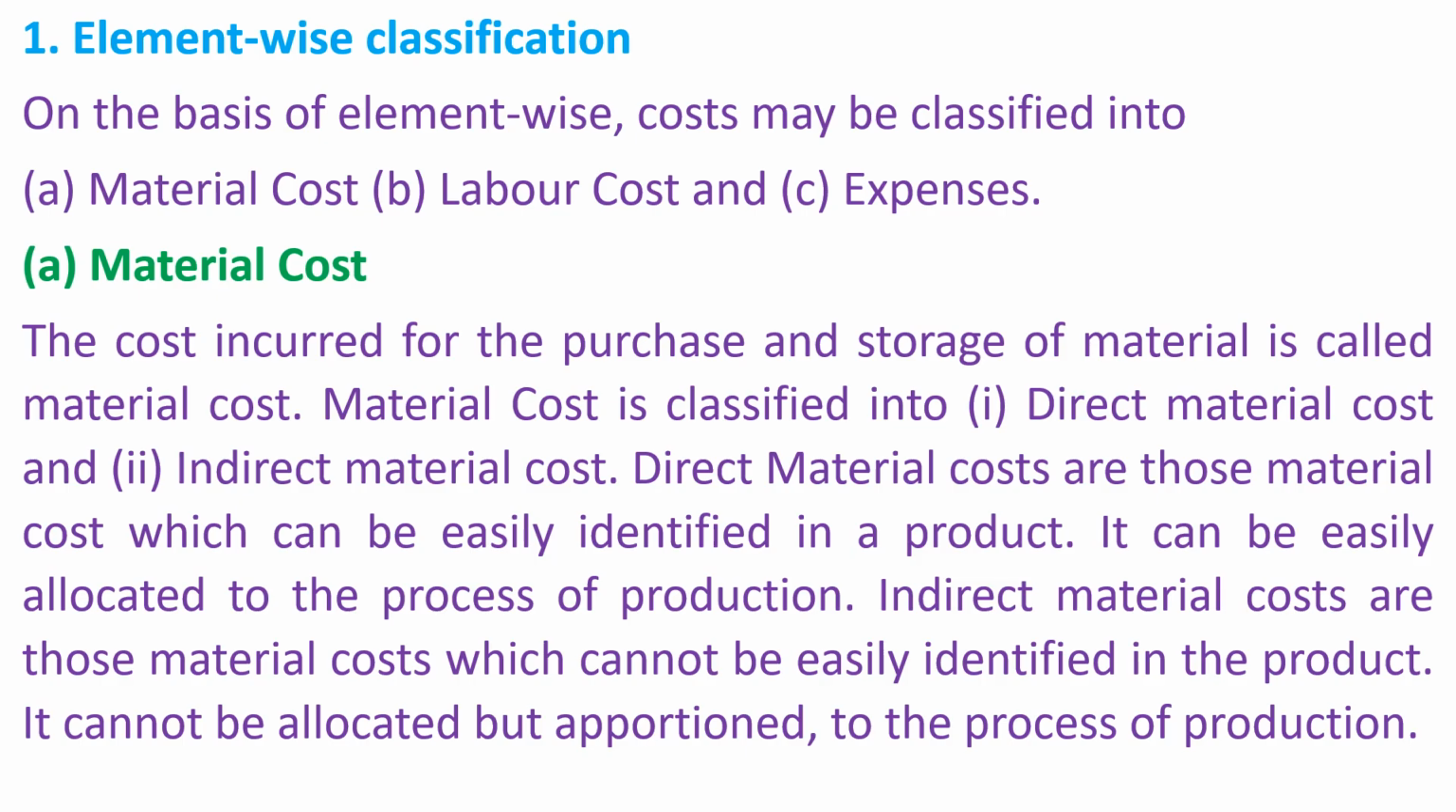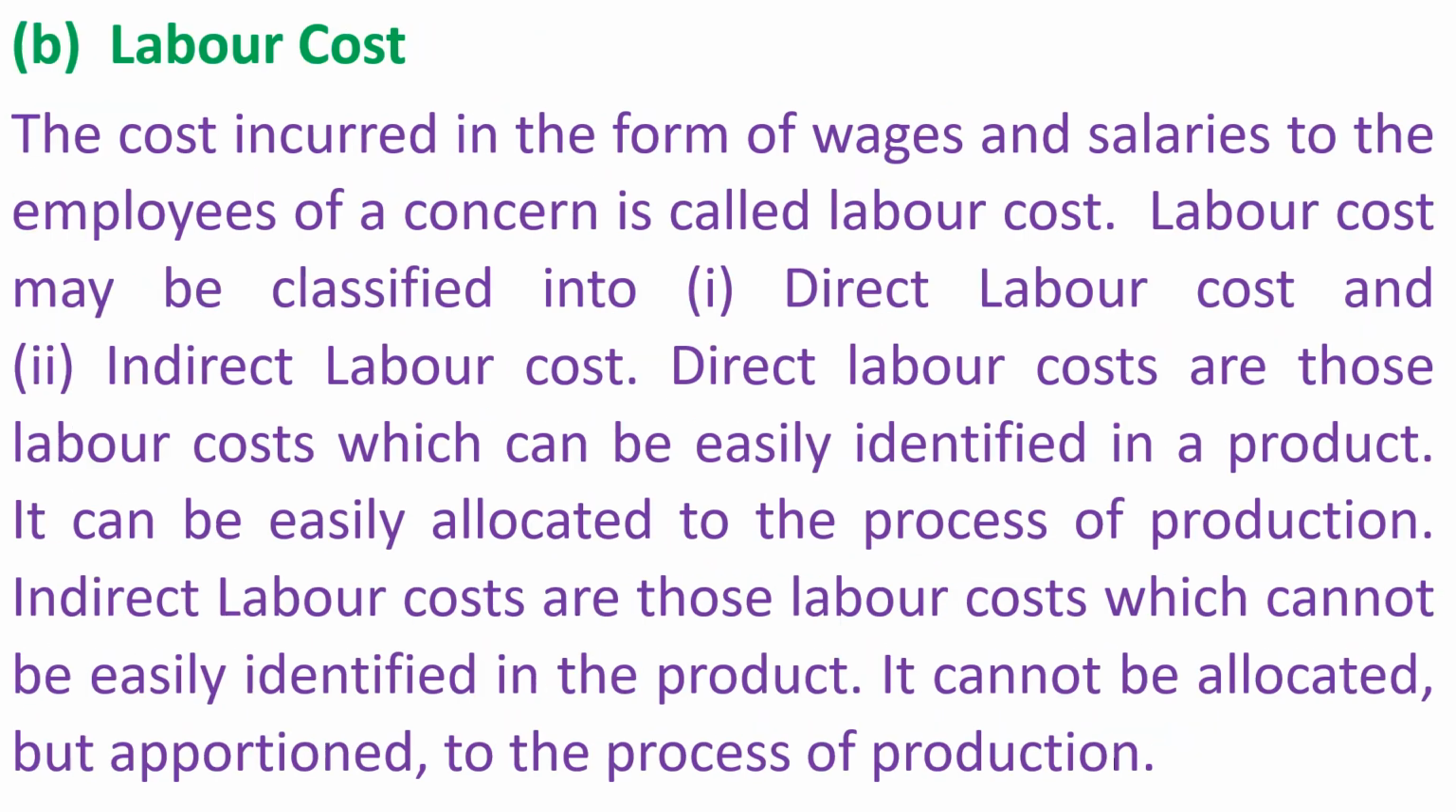It can be easily allocated to the process of production. Indirect material costs are those material costs which cannot be easily identified in the product. It cannot be allocated but apportioned to the process of production. B. Labor cost. The cost incurred in the form of wages and salaries to the employees of a concern is called labor cost. Labor cost may be classified into i.